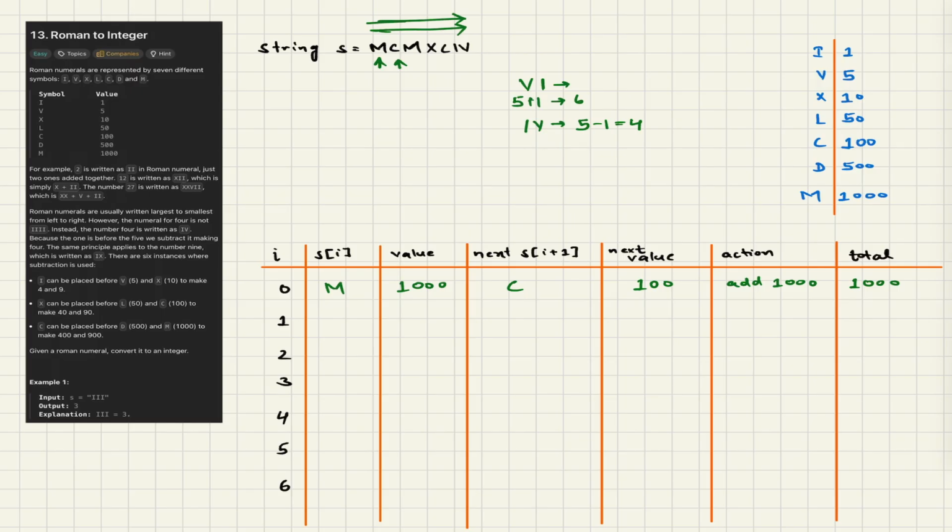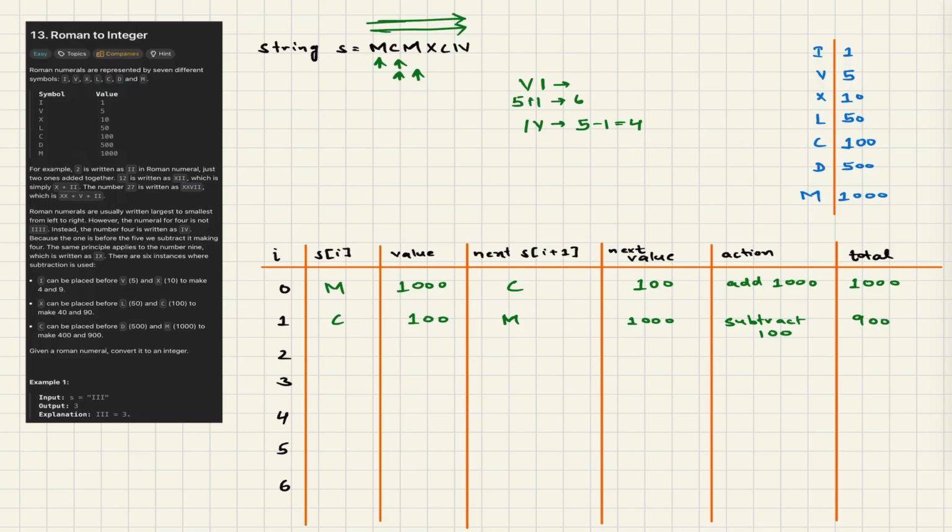Now moving to i equals 1. My s of i is C, the value of C is 100. My s of i plus 1 is M, and the value of M is 1000. Now we know that C is a smaller symbol than M. So what do we have to do? I have to subtract 100, and we will get 900.